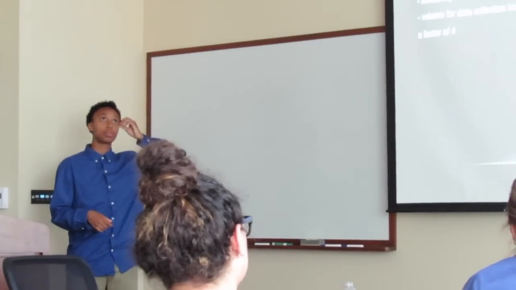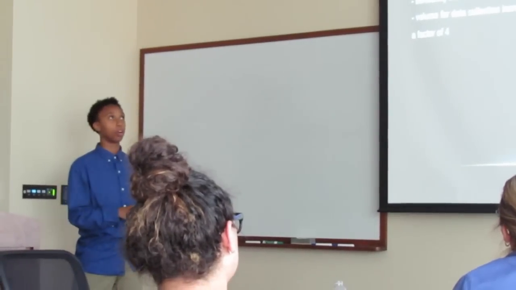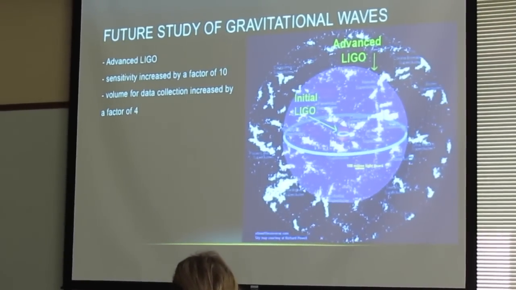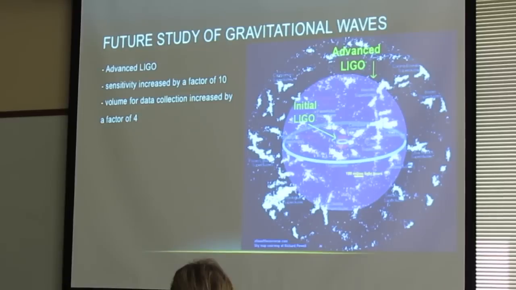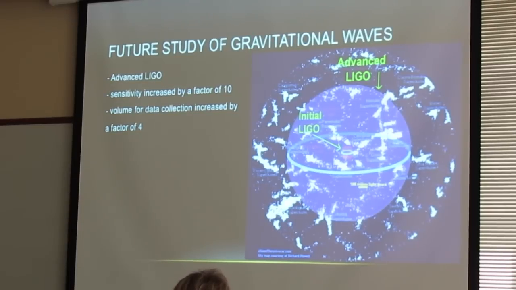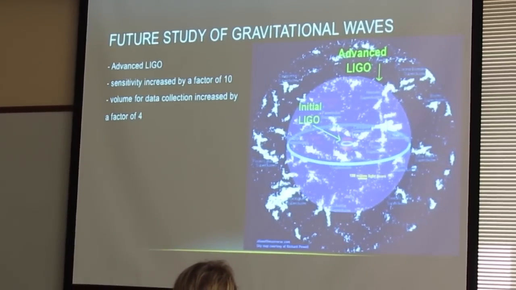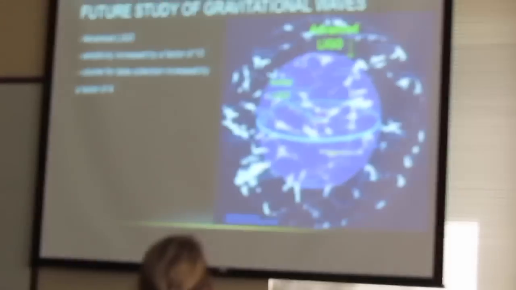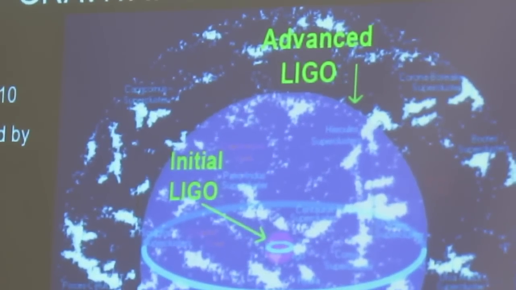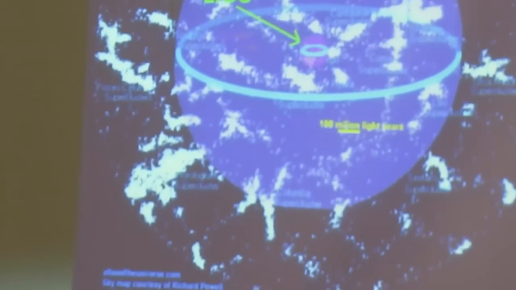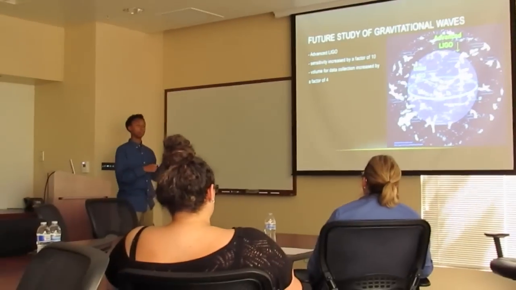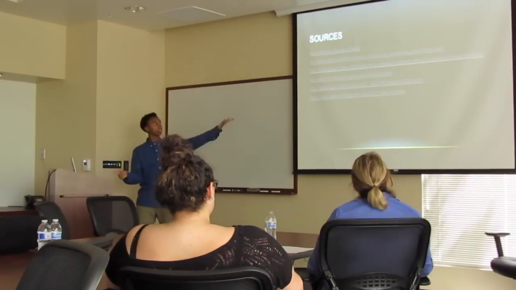And here are some future ways to study gravitational waves. Advanced LIGO is predicted to start in fall of 2015, and the sensitivity of the interferometer increased by a factor of 10, and the volume for data collection increased by a factor of 4. So if you compare the initial and advanced LIGO, the advanced LIGO is the bigger sphere. Advanced LIGO really has an advantage because with a bigger volume for data collection, you could have more candidates for gravitational waves. And hopefully things will go well when we provide our simulation data to LIGO. And here are the sources.